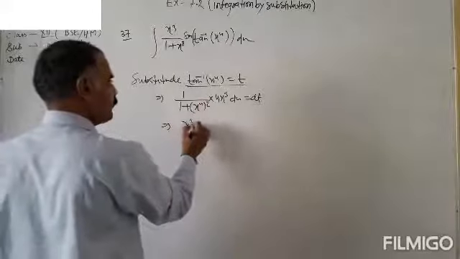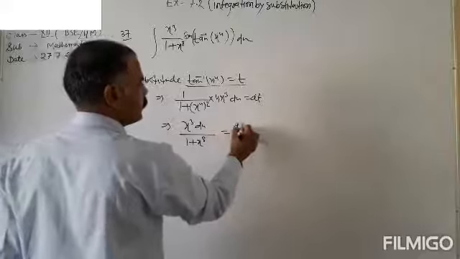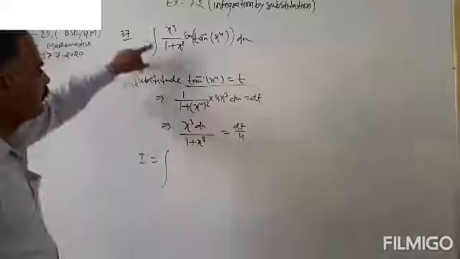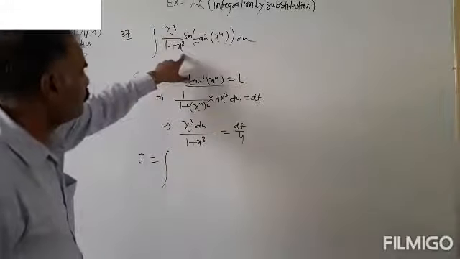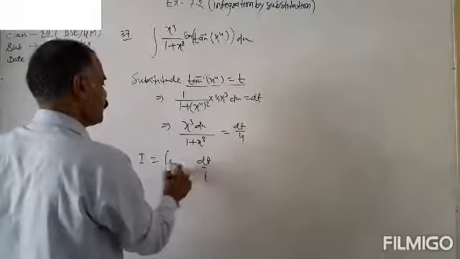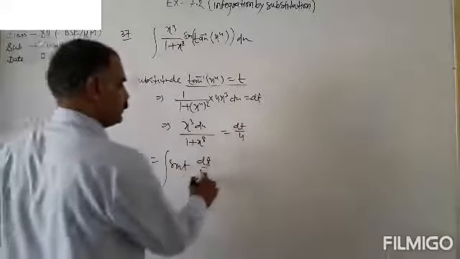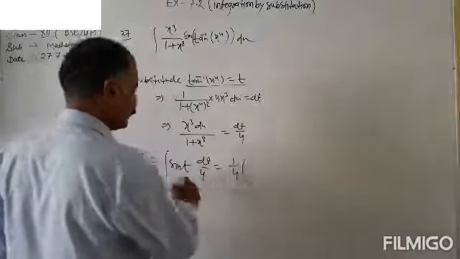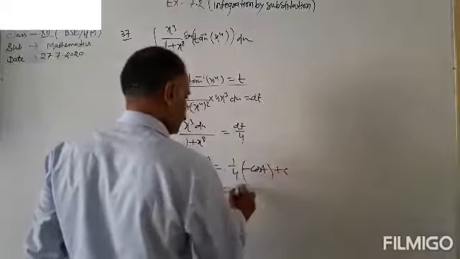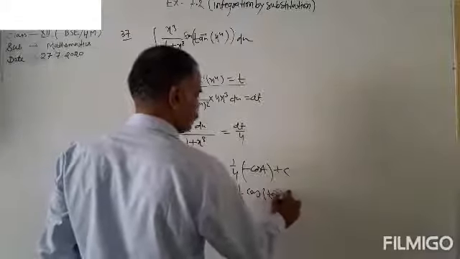Means x to the power 3 dx upon 1 plus x to the power 8 equals dt upon 4. So after changing this integration, it becomes dt upon 4 times sin t. So 1 upon 4 times the integration of sin t is minus cos t plus c, which is minus 1 upon 4 cos t, where t means tan inverse x to the power 4, plus c.